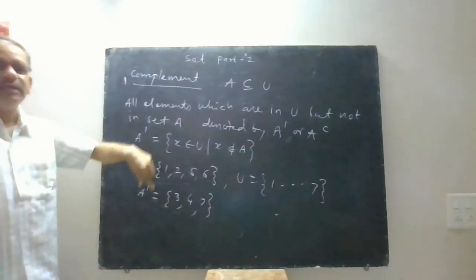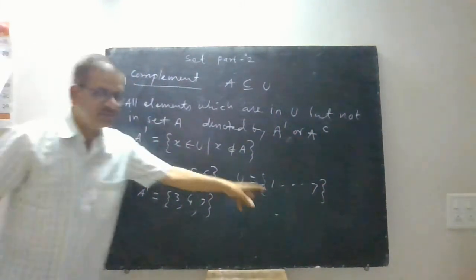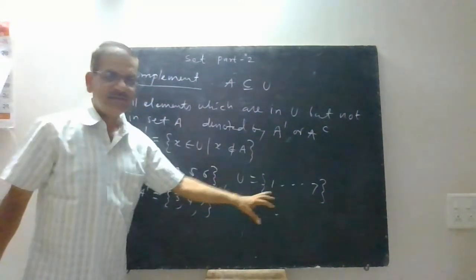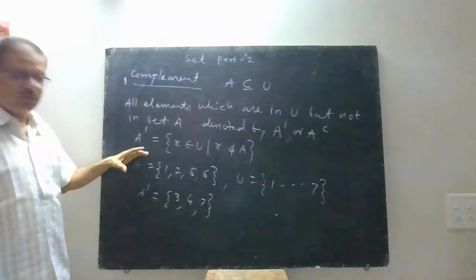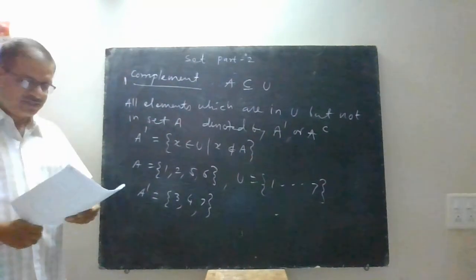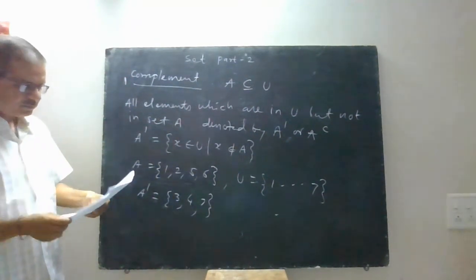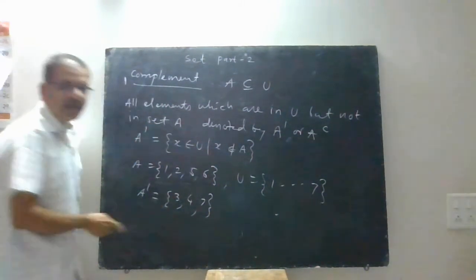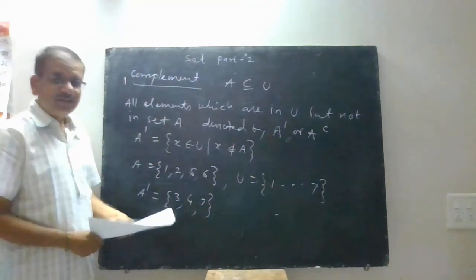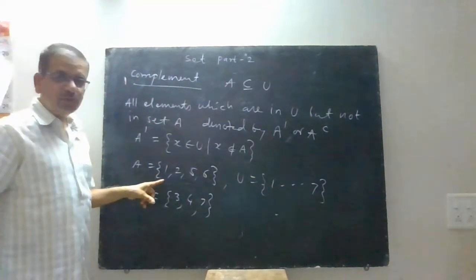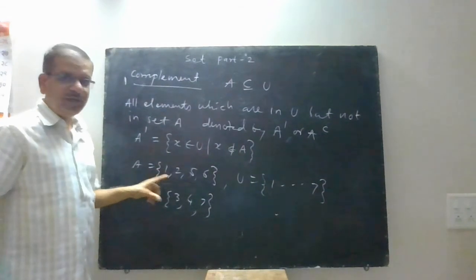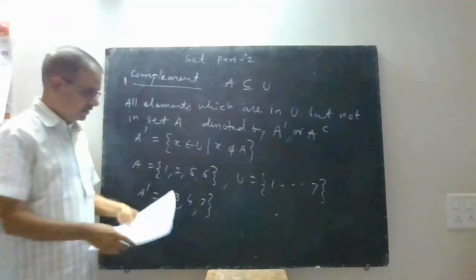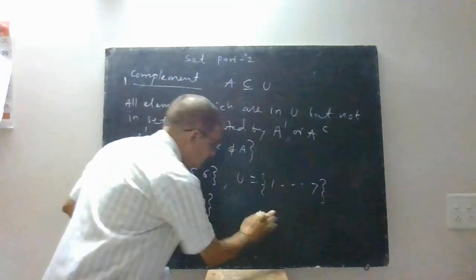Now one more thing you can observe: A is a subset of U as well as A dash is also a subset of this set U. So you can observe that A and A dash both are subsets of set U. And one more thing you can observe is that there is no common element between A and A dash. So it is guaranteed that there will not be a common element between A and A dash, that is, A and the complement of that set.